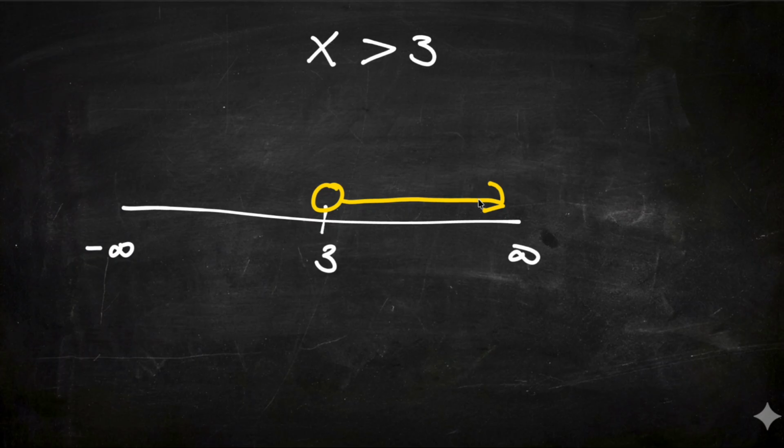But now, how would we put this in interval notation? Remember that when we're doing interval notation, we always go from the smallest to the biggest. What's the smallest value that x can have? 3. And what's the biggest value that x can have? Infinity. Remember that infinity always gets a parenthesis. And since this is an open circle, 3 is not included, it will also get a parenthesis.